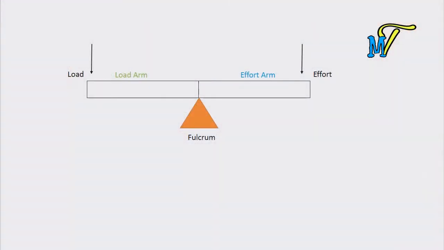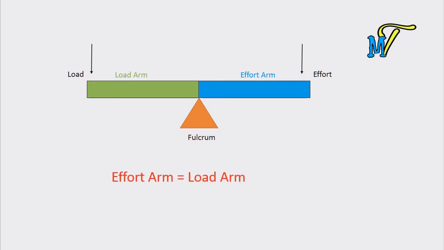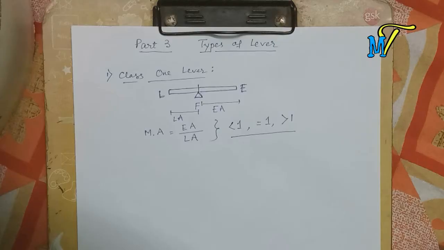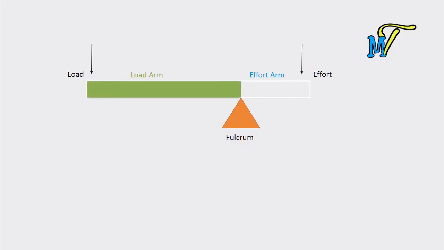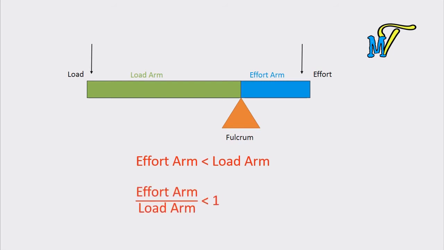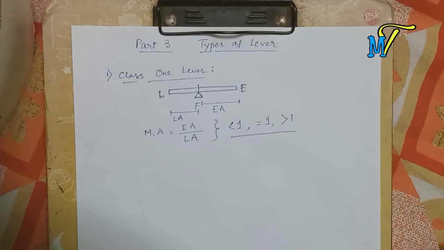Now if the fulcrum is exactly in the middle of load and effort, that means load arm is equal to effort arm. It means the ratio effort arm by load arm is equal to 1. So this is the second condition. Now the third condition, if this fulcrum slightly gets moved towards the effort as the positions are visible on the screen, it means that effort arm is less than load arm. That means the ratio effort arm by load arm is less than 1. So these are the three conditions of mechanical advantage for class 1 lever.